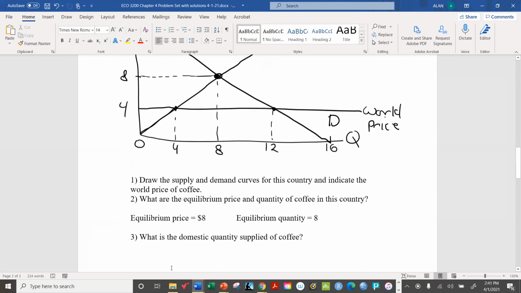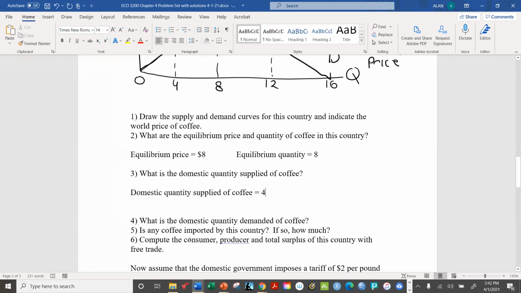So the domestic quantity supplied of coffee equals 4, which of course means 4 million pounds, because the price is only $4. In other words, people won't pay more than $4 for this coffee because they can buy it from abroad. So the domestic producers can afford to sell up to 4 million pounds at this price. After that, they would start to lose money.